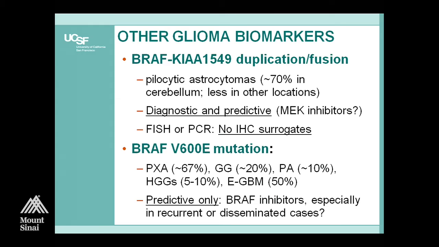So I won't go into a lot of details of this because I suspect Cynthia will cover it, but some of the other biomarkers we use in our practice are the BRAF fusion that you heard about from Charles. It is very common in pilocytic astrocytomas. It's not absolutely specific, but certainly by far most common in this group. There may be some data suggesting MEK inhibitors are useful in these cases. BRAF V600E mutation is common in many tumors, but in the CNS, PXA and ganglioglioma are probably the most common, and a rare subtype of GBM called epithelioid GBM. And BRAF inhibitors, at least for a while, seem to be effective in some of these patients.